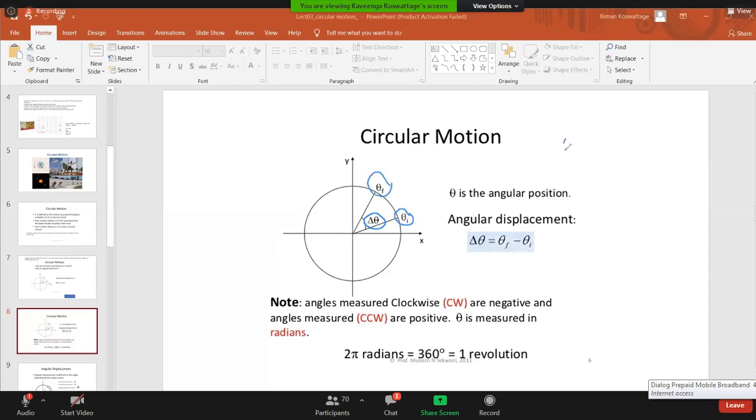So then theta f minus theta i is the angular displacement, right? So please do understand that it's an angle in radian between the initial and final position. So please write the radian angle between initial and final position, which is the so-called angular displacement.